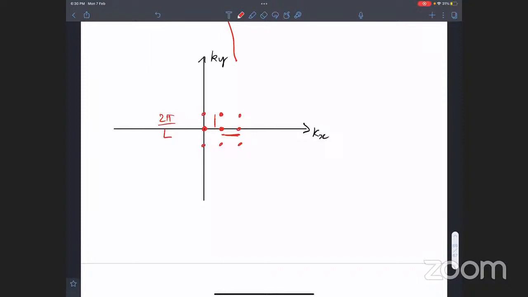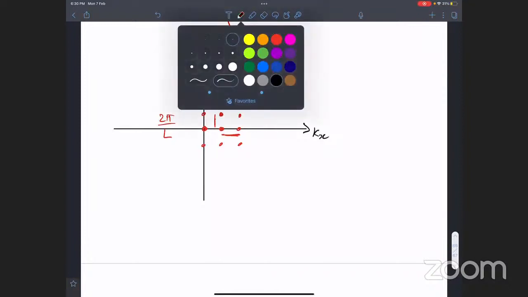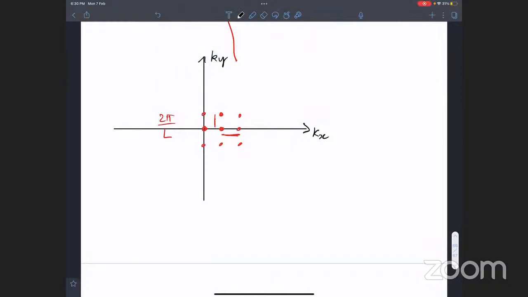So in a 2-dimensional situation, what will happen? Let us see. The area occupied by one particular point is (2π/L) squared. And thus the density, this is again k-space, for a unit area in k-space, how many points will you find? You will find L squared by 4π squared points.